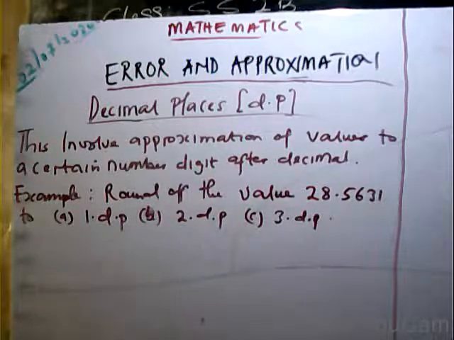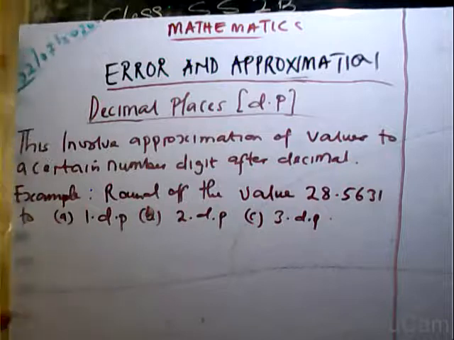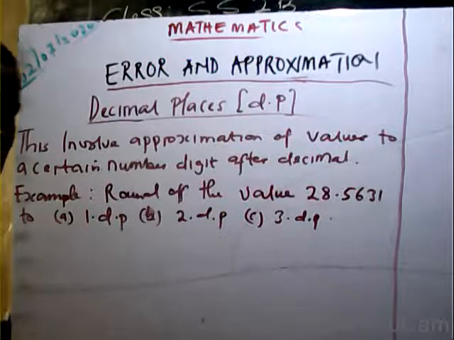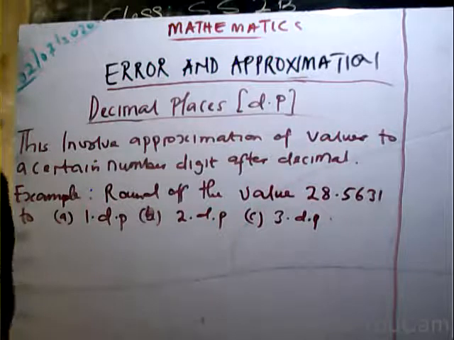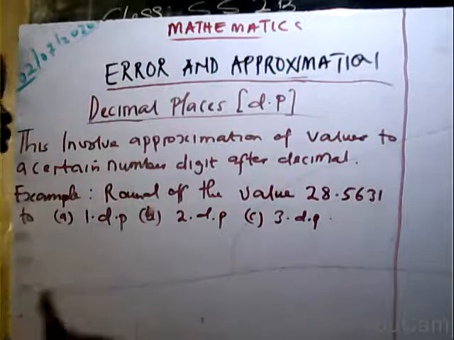So what do you mean by decimal place? As you can see on the board, it involves an approximation of values to a certain number of digits after the decimal. What do we mean by digits after decimal? Those numbers after the decimal. If you want to round a number to a given number of decimal places, the counting starts from the number after the decimal, unlike the significant figure.